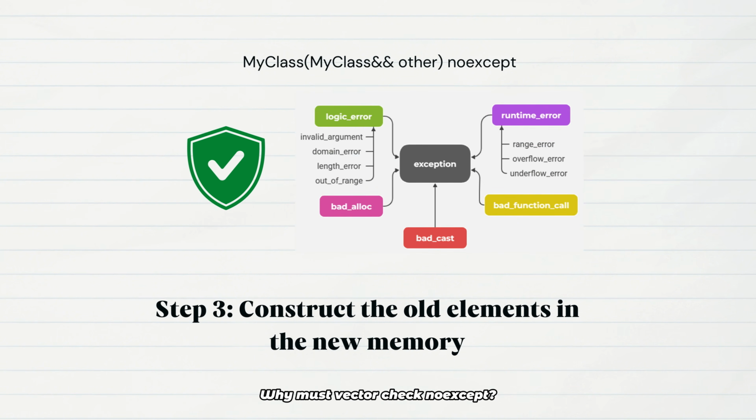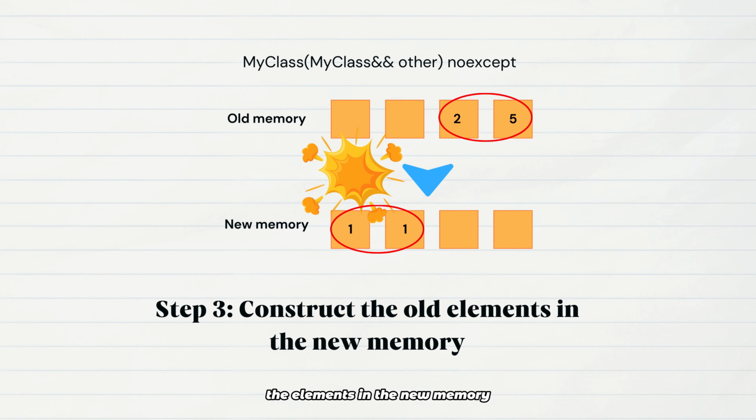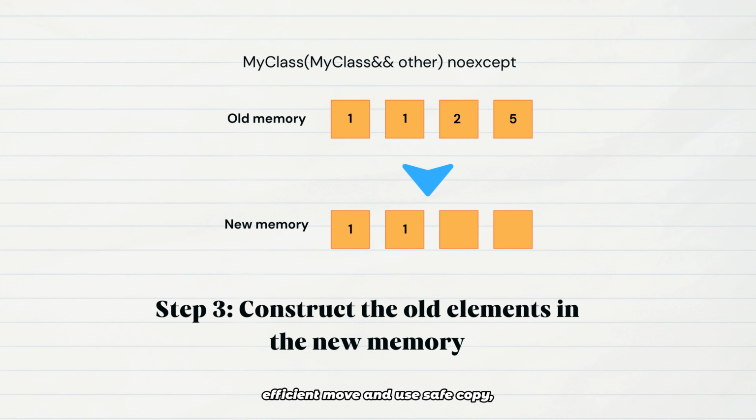Why must vector check noexcept? Because vector must guarantee strong exception safety. If the move constructor may throw exceptions, then during the process of moving elements, if an exception is thrown halfway, the elements in the new memory are not fully constructed, and the elements in the old memory are damaged, resulting in data confusion and memory leaks. So vector would rather give up efficient move and use safe copy. Even if the efficiency is lower, it must ensure data security.